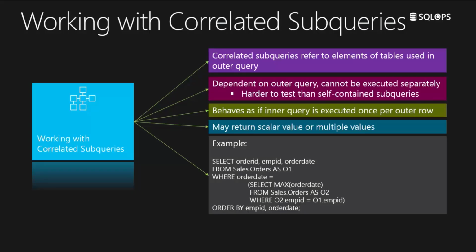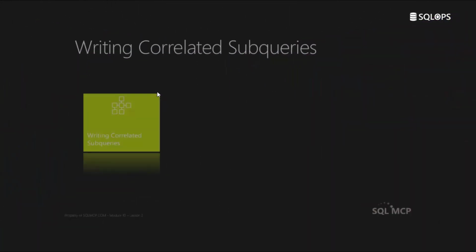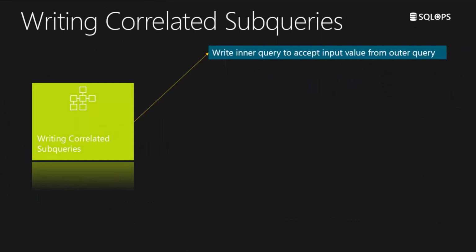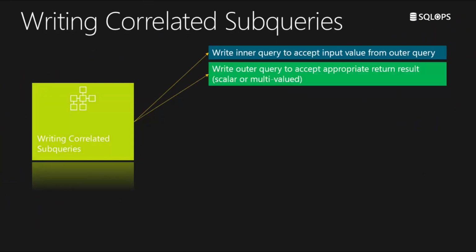Now let's see what things we need to consider when writing a correlated subquery. While writing a correlated subquery, you need to write the inner query to accept input value from the outer query and write the outer query to accept the appropriate return result from the inner query.